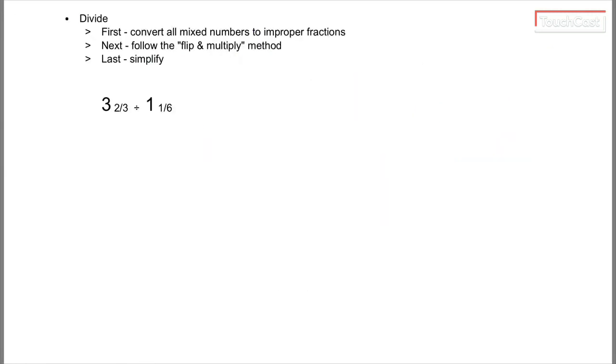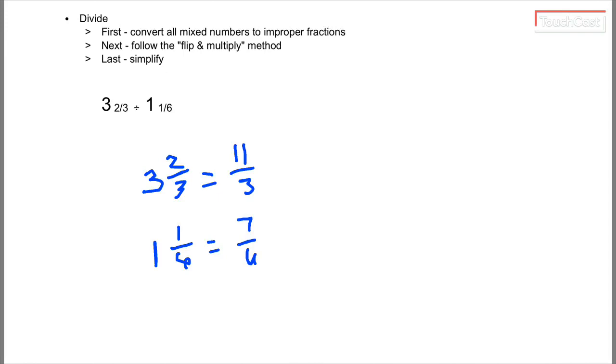Now we are dividing with mixed numbers. But if you notice, the first step is the same. We have to convert all of the mixed numbers into improper fractions. 3 2/3 becomes 11 over 3. 1 1/6 becomes 7 over 6.